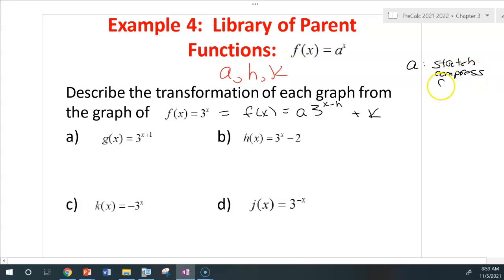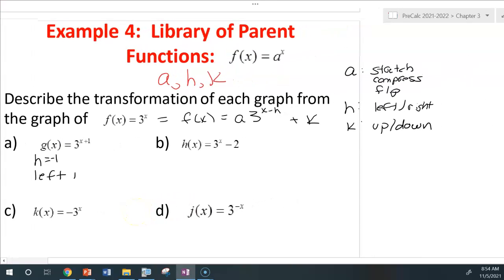H governs left and right, and K governs up and down. So I look at A, and I have H equals -1. So this is going to go left 1. Just remember, you're going to change your sign on H.